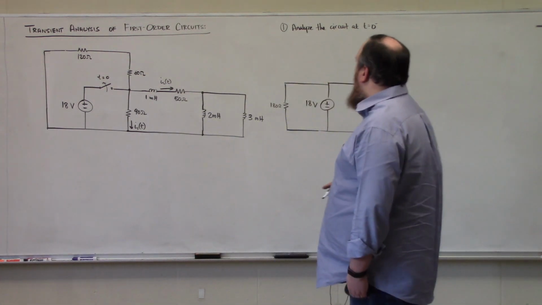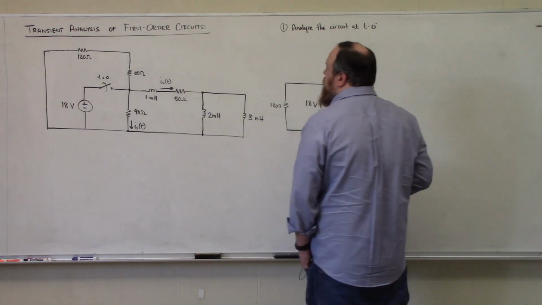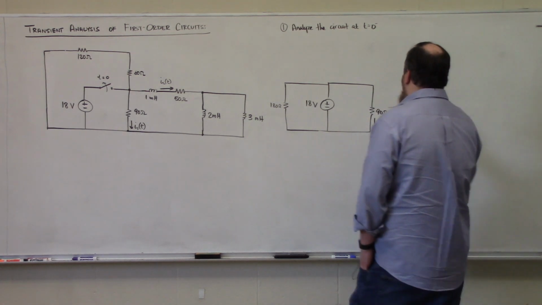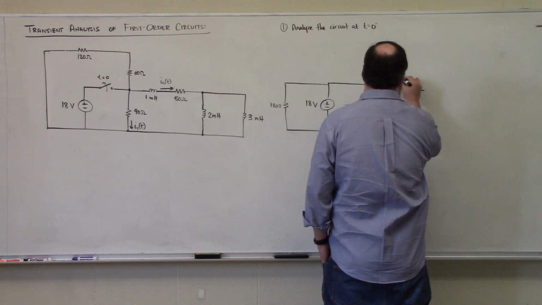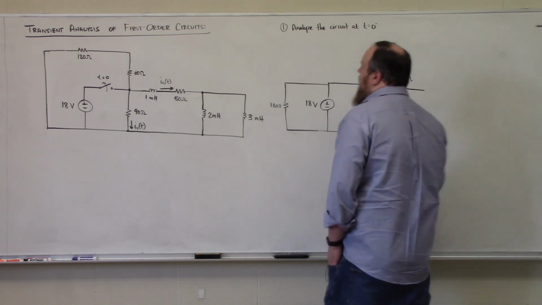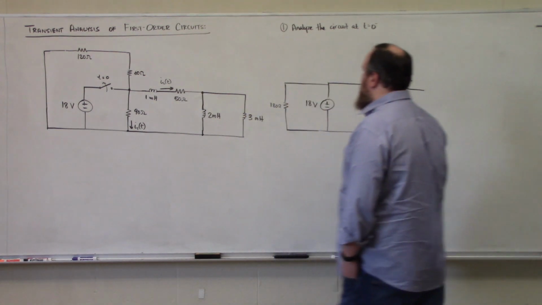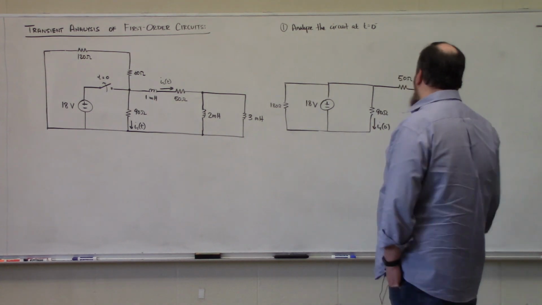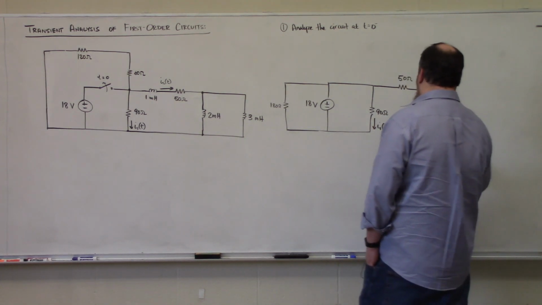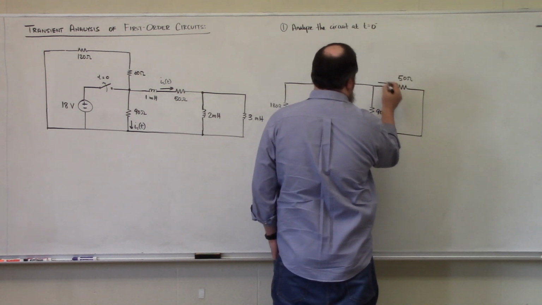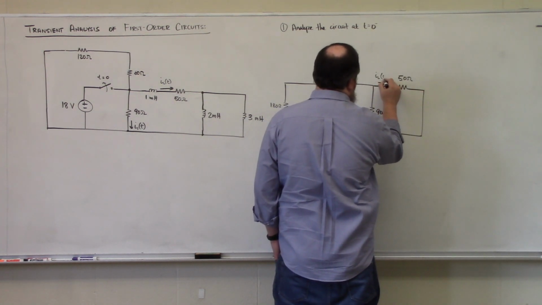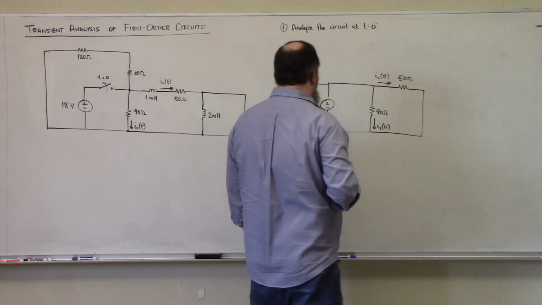Then I have a 1 millihenry inductor, which looks like a short circuit because we're at DC steady state, and a 50 ohm resistor. And then I have these 2 guys that are going to be short circuits, and 2 short circuits in parallel looks like 1 short circuit. So this is my equivalent circuit, and this is my current IL at 0 minus.